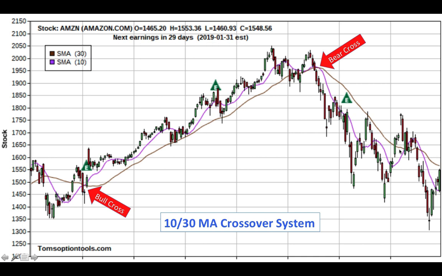So it's a really straightforward system. Just to recap, you get in, in this case, as the 10-day moving average crosses above the 30, and then out when the opposite happens. You can see there that was our 450 point gain. Now it gets better, so you can continue to use the system.